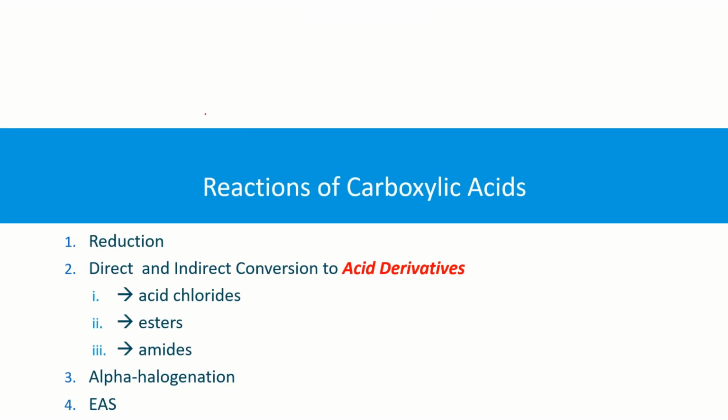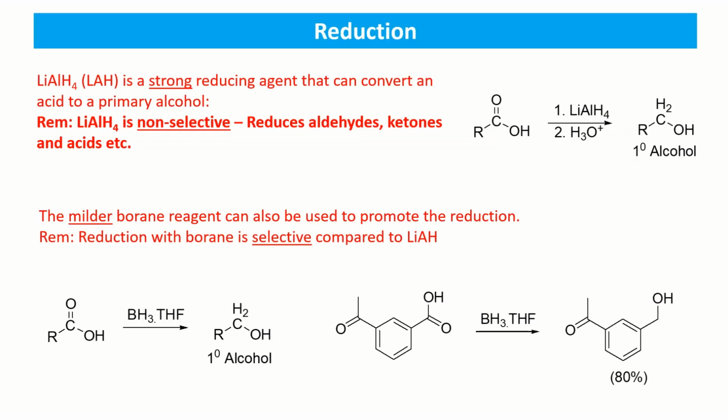So as far as reactions of carboxylic acids are concerned, at the present moment we'll look only at the reduction of these acids. These other areas we'll leave until another time. Reduction can be carried out using lithium aluminum hydride. It's a very powerful reducing agent. So we use lithium aluminum hydride and then quench, and what we end up with is a primary alcohol.